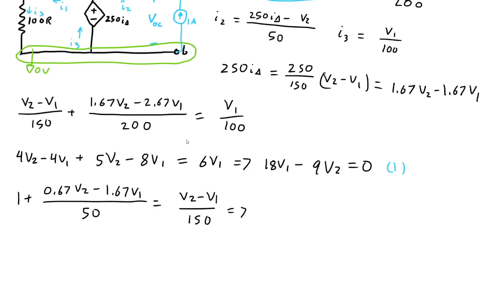Multiply everything by 150. I get 150 plus 3 times 2/3 is 2 V2 minus 5 V1 equals V2 minus V1. We pull that down again, just so I can write the other equation next to it.